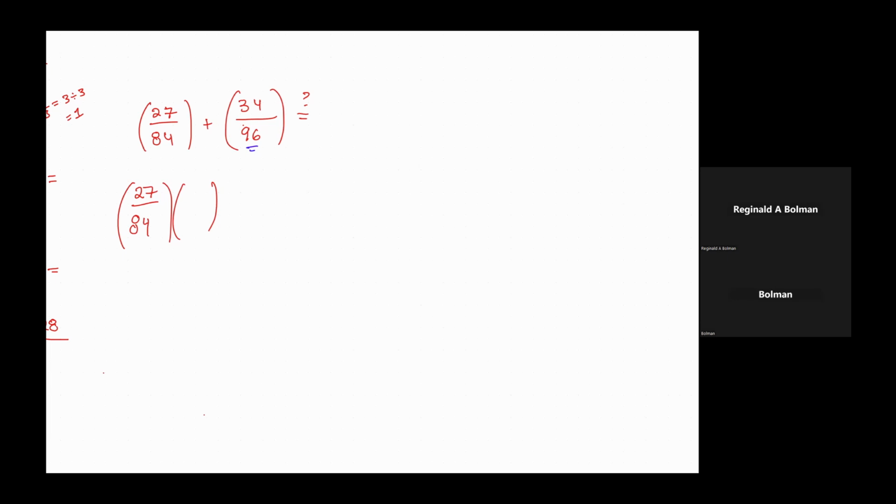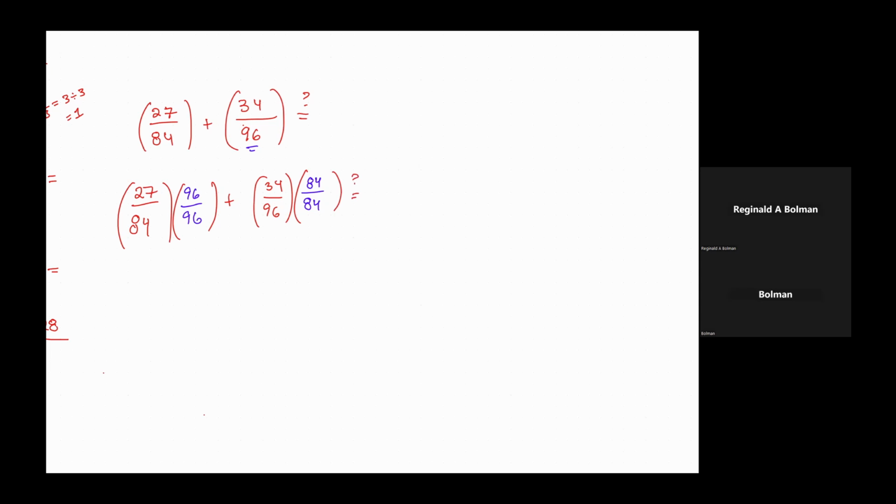27 over 84 doesn't change, but you're going to take 96, construct a new fraction, and multiply that with your first fraction. And then we're going to do the same thing to the second fraction. We'll take 34 over 96. We're not going to do anything to it, but we will multiply that with 84 over 84. All right, voila. So then what is this equal to?